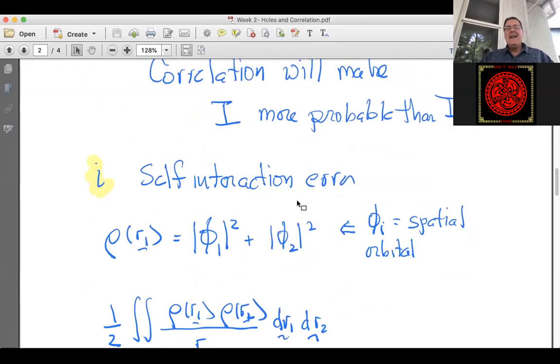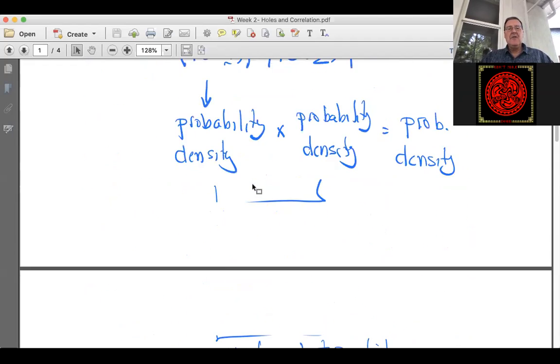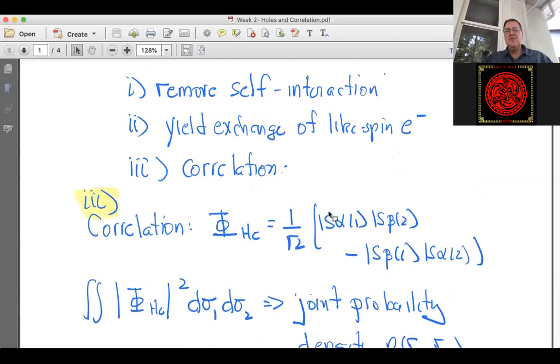Then there's the self-interaction error. That is the repulsion of an electron with itself. We know what the repulsion for this two-electron integral, this two-electron wave function should be. It should just be J1s1s.